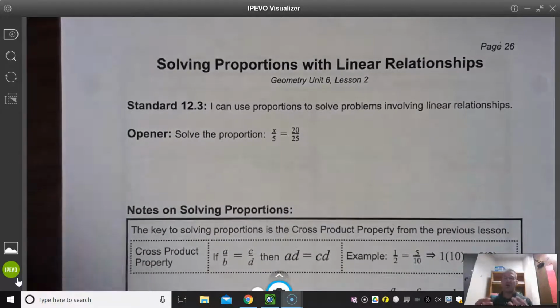Now, for most of you, if not all of you, this is going to be a review from Algebra 1 and solving. So what I'd like you to do is go ahead and try the opener, pause the video, solve that, and then we'll come flip it back on and we'll see how you did.